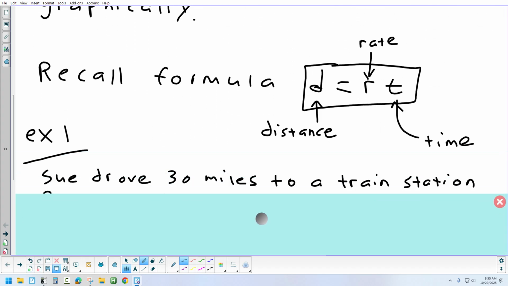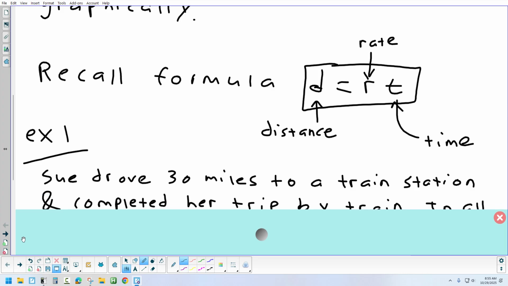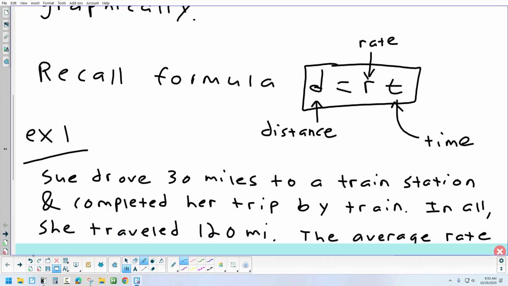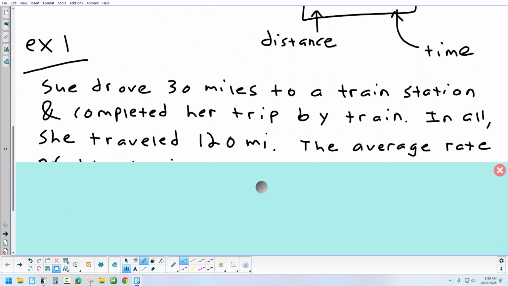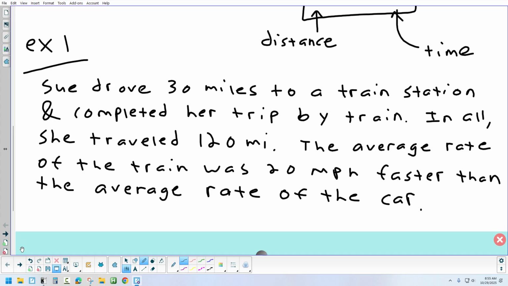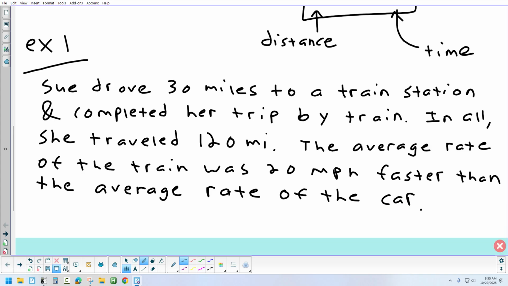All right, so this problem says that Sue drove 30 miles to a train station. So took her car, 30 miles, drove to the train station, and then from there, got on the train and completed the rest of her trip. In all, she traveled a total of 120 miles. And we know that the average rate of the train is 20 miles per hour faster than the average rate of the car. That's all the information they give us.